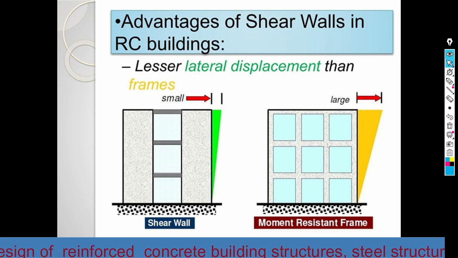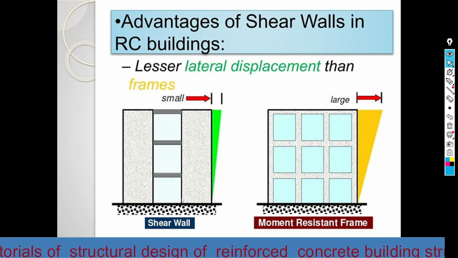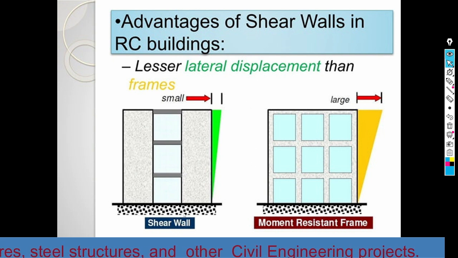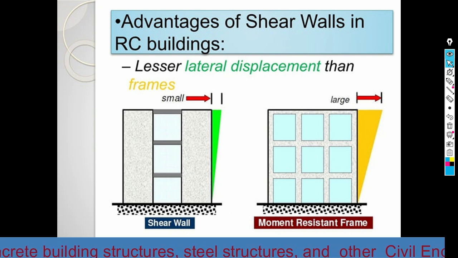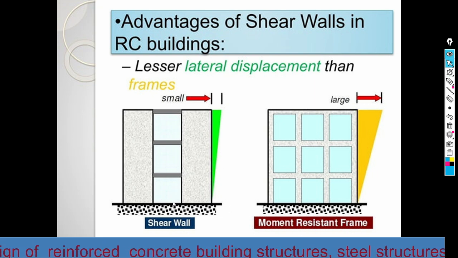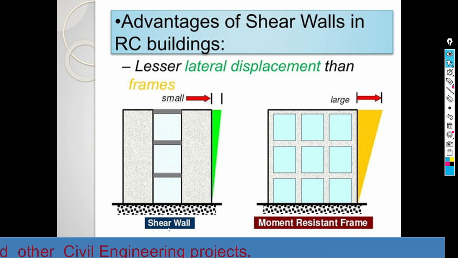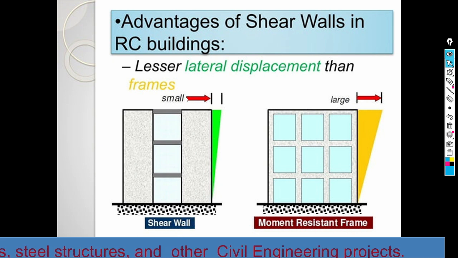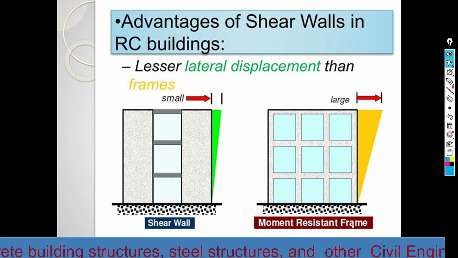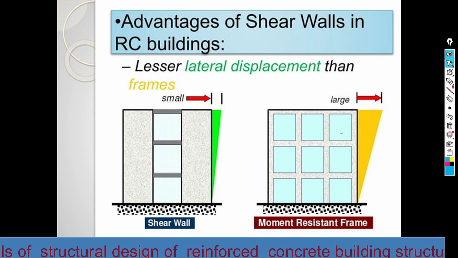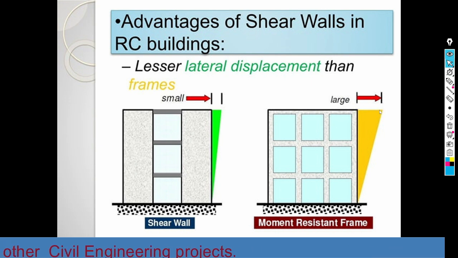So if we see, this is a moment resisting frame and this one is a structure composed of shear wall. If we compare the lateral displacements of those two structures, the structure composed of the shear walls will have a small lateral displacement, but a structure composed of the moment resisting frame will have large lateral displacement.